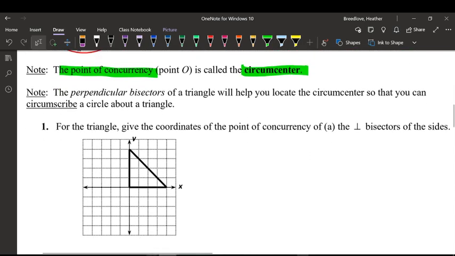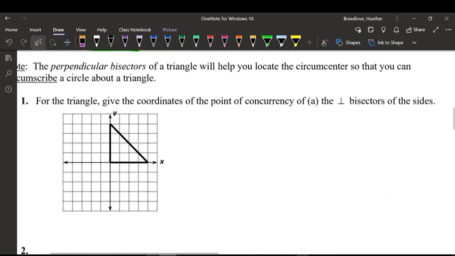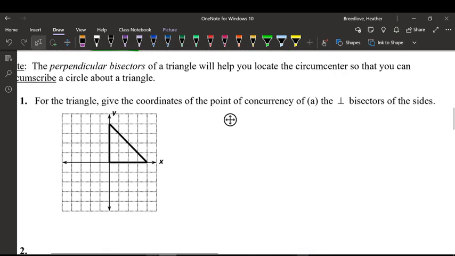So now we're going to do a little bit of practice with it. For the triangle, give the coordinates of the point of concurrency of the perpendicular bisectors of the sides. That parentheses A should not be there. So what is that point called again?